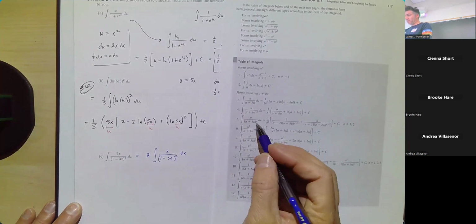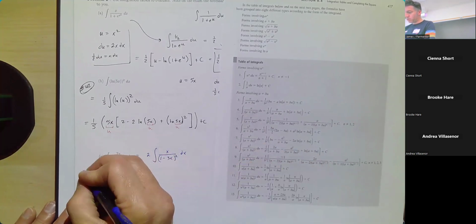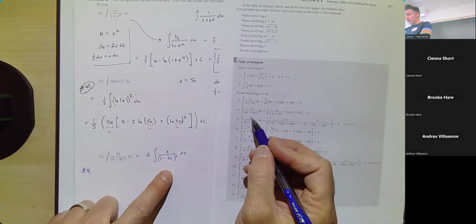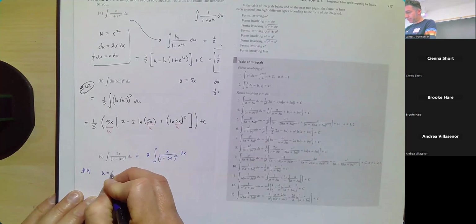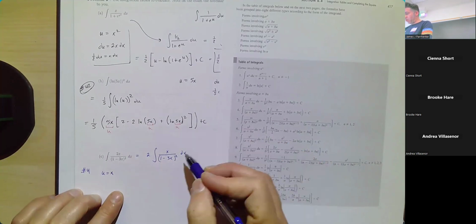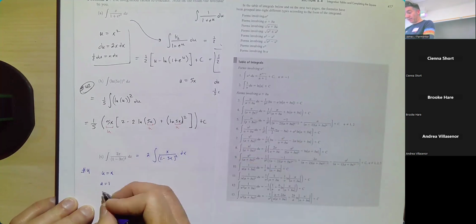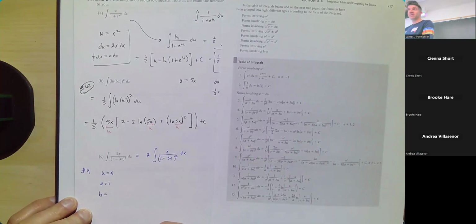So here's what I would say. I'm going to use formula number 4. And looking at that formula there, I would say that my u is x. My a is 1. And my b is what? Good question. My b is -3. That's why I'm adjusting for the negative there.